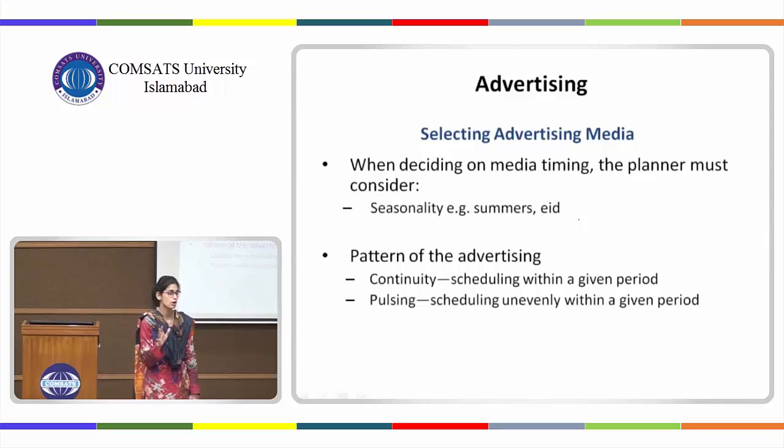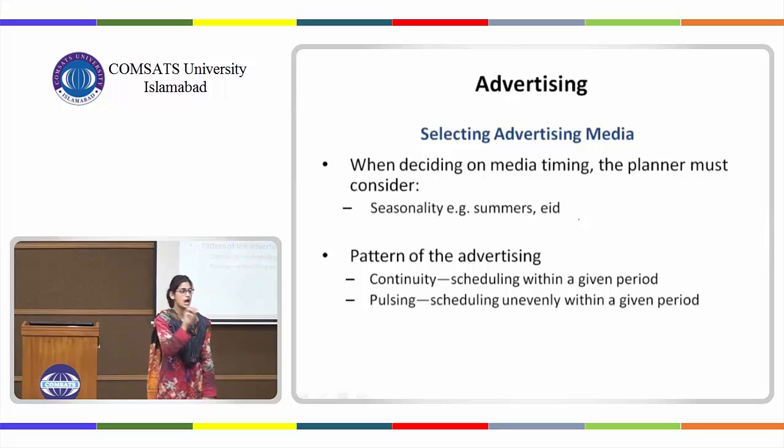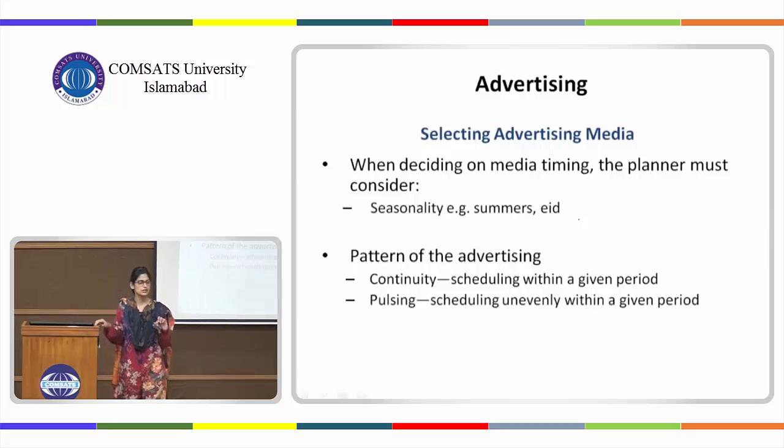a week, then probably I would send out most messages on Friday and Saturday, because it's the weekend. People generally tend to spend more time shopping on weekends, and for the rest of the week I'll say 1 or 2. So that would be pulsing. I'm sending out messages unevenly during a given period of time. So that is deciding on the pattern of advertising.